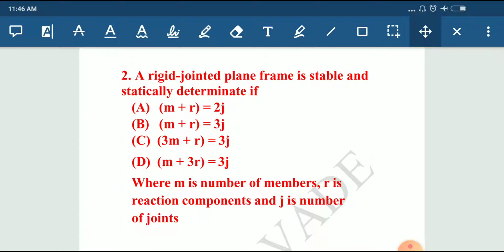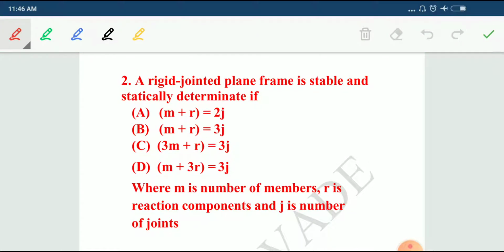A rigid jointed plane frame is stable and statically determinate. Which condition will satisfy? m plus r equal to 2j, or m plus r equal to 3j, or 3m plus r equal to 3j, or m plus 3r equal to 3j. Which is the correct answer? The correct answer is C: 3m plus r equal to 3j. It means a rigid jointed plane frame is stable and statically determinate for 3m plus r equal to 3j.